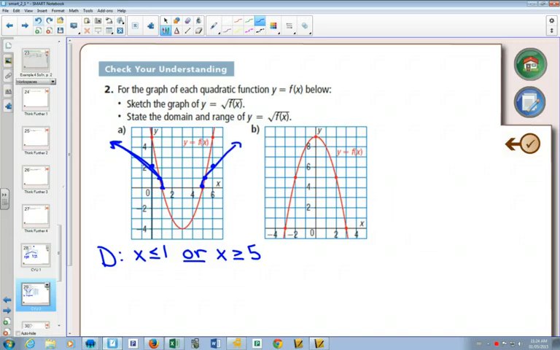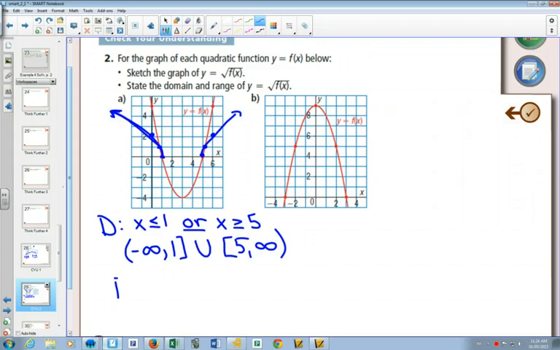In interval notation, we would go from negative infinity to 1, and then we use this symbol for the union, which is for or, and then it starts again at 5 and goes to infinity. Yes? No, when you get to write it, you get to choose. When it's given to you in a question, you have to know what it means either way. And the range is still y is greater than or equal to 0.